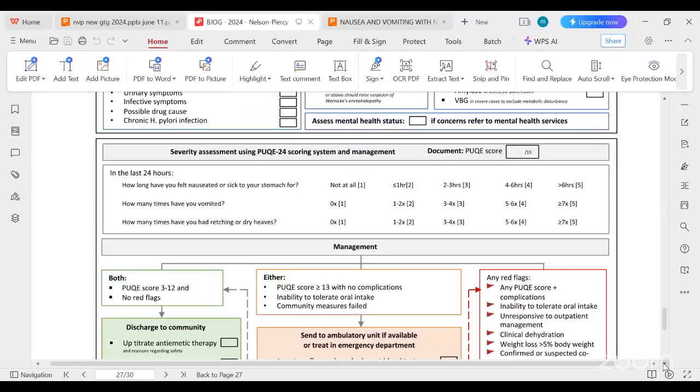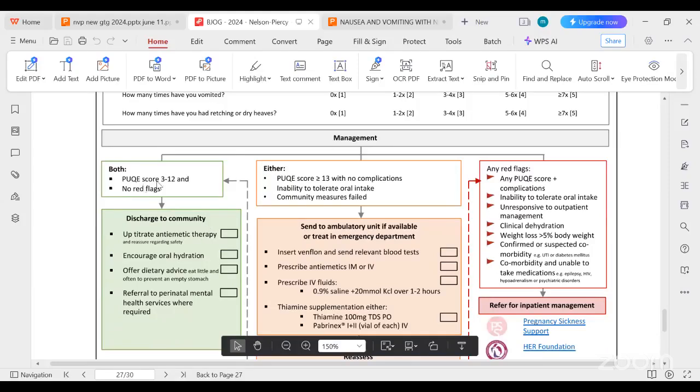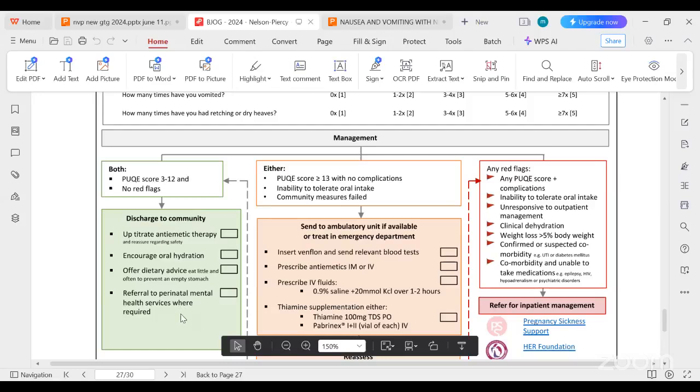Again, you have to quantify the symptoms by PUQE scoring, and here you can see for ambulatory care one, PUQE score 3 to 12, but no red flag signs. We have given the IV fluids, and now we are going to decide on the patient. We have to do the uptitration of anti-emetic therapy. Tick the box. We have explained oral hydration. Tick the box. If she is able to maintain oral hydration, if she has no mental disorder, if she does not have epilepsy, and she can take her oral hydration very well at home, and she is very well educated, then you can tick this box. Offer dietary advice, and we have to refer to perinatal health services wherever required.